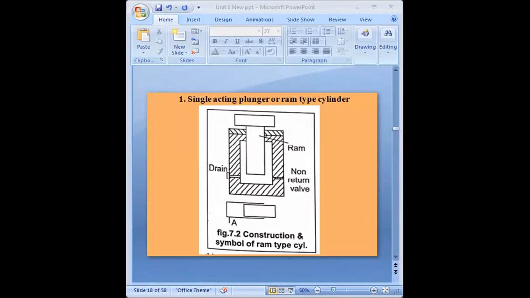What is your jack or the cylinder used to lift? You are using a jack, no? So okay, I will show one video also. Just wait.